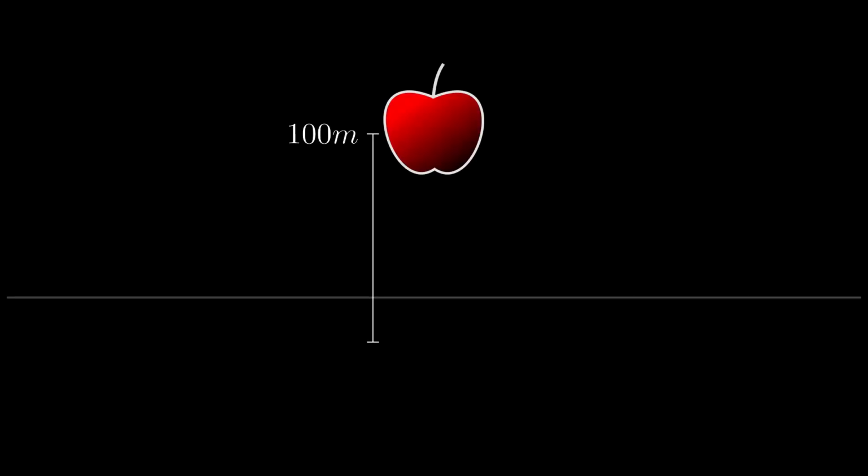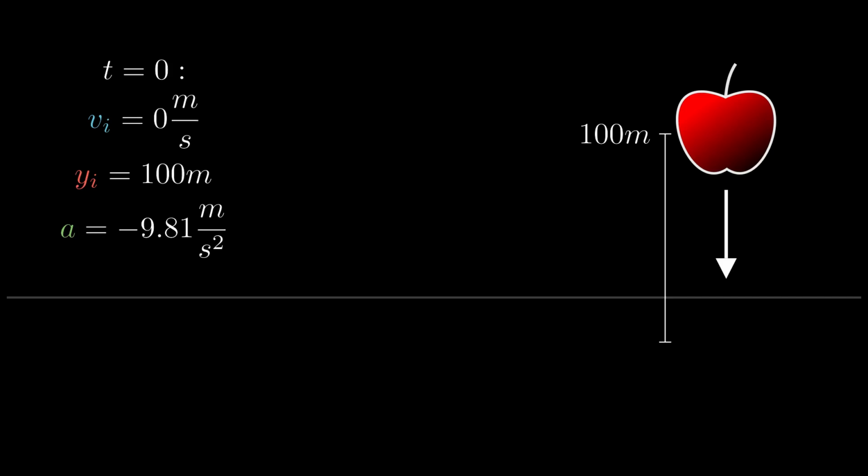So for example, let's say we drop an apple from 100 meters off the ground with no initial velocity, so we don't throw it up or down, and we'll also go ahead and ignore air resistance. How long does it take for the apple to land? We'll say that the apple starts moving at time equals 0, and we're given the initial velocity and the initial position, and we know gravity.